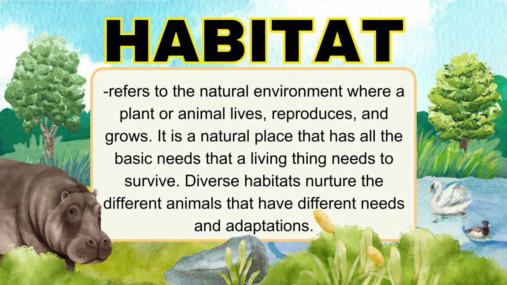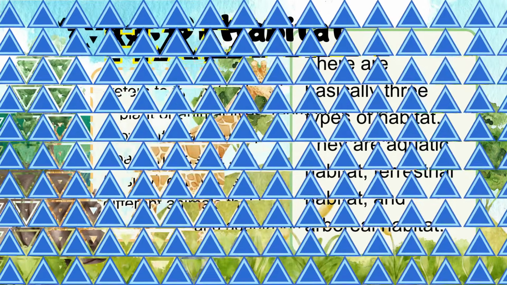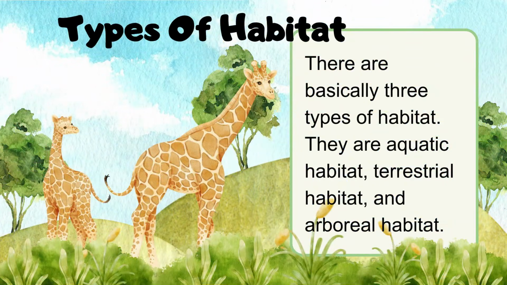A habitat refers to the natural environment where a plant or animal lives, reproduces, and grows. It is a natural place that has all the basic needs that a living thing needs to survive. Diverse habitats nurture the different animals that have different needs and adaptations. There are basically 3 types of habitat. They are aquatic habitat, terrestrial habitat, and arboreal habitat.